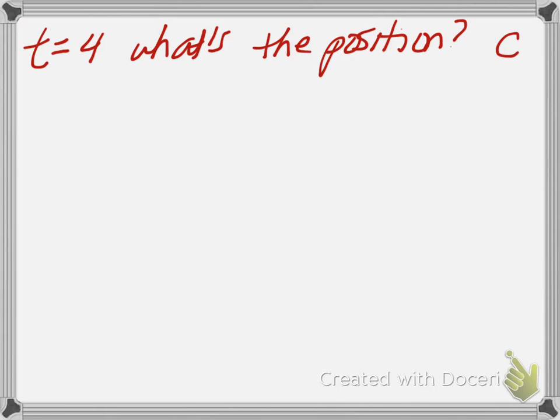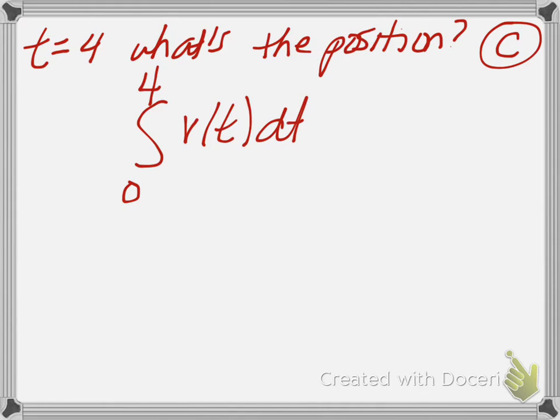Okay, this is part C now, and they're asking you, find the position of the particle at t equals 4. That means, like if you're looking at a coordinate grid, what's the y value? Like where are you at t equals 4? So you're going to need to know how far you traveled, going from 0 to 4 of your velocity. But you have to know where you were at the starting point.